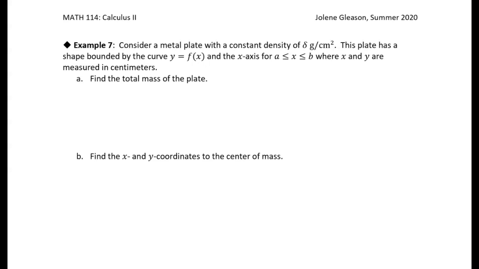All right, we have one more example. In this case, everything's really generalized. We have a metal plate with a constant density of delta, and the shape is bounded by the curve y equals f of x. So we don't even really know what f of x is. It's bounded by that and the x-axis between a and b.